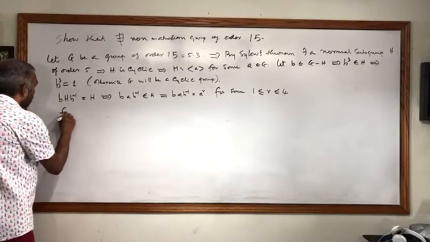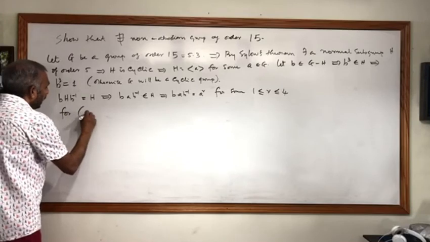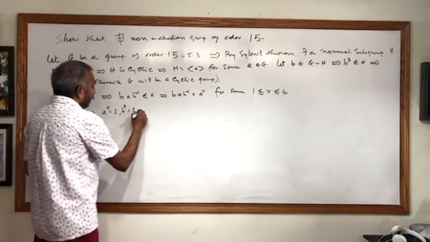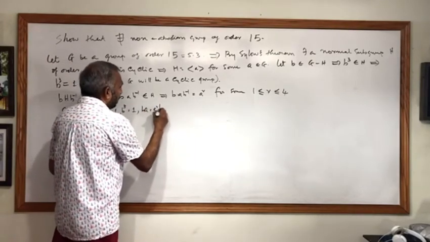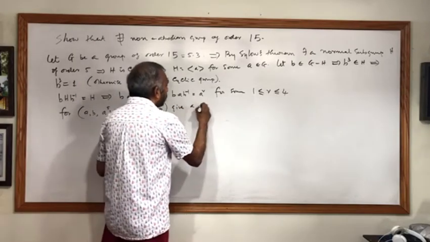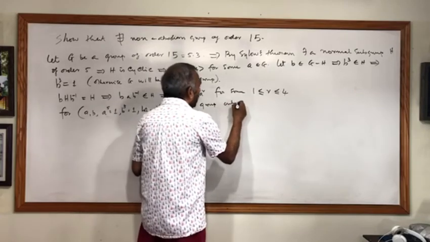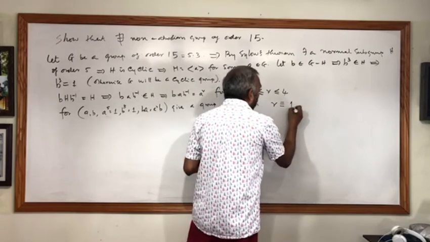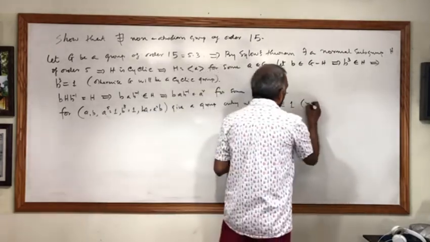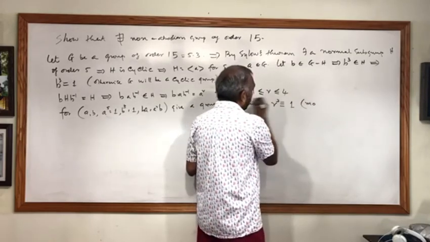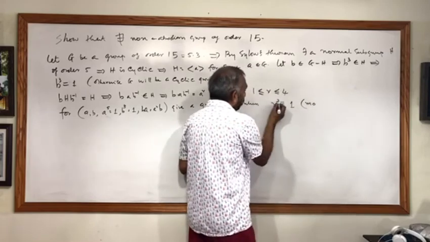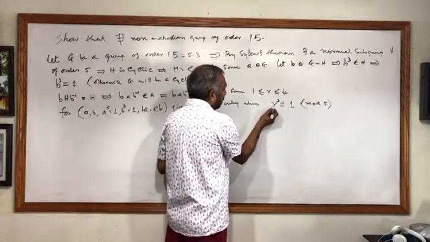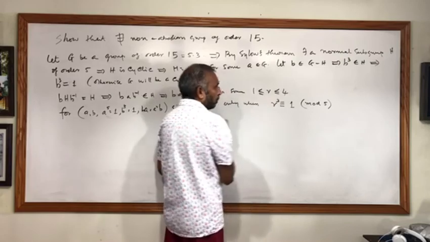So the presentation A comma B, A to the power of 5 is equal to 1, B cube is equal to 1, BA is equal to A to the power of R B, gives a group only when R cube is congruent to 1 mod 5. And the values of R are 1, 2, 3 and 4.